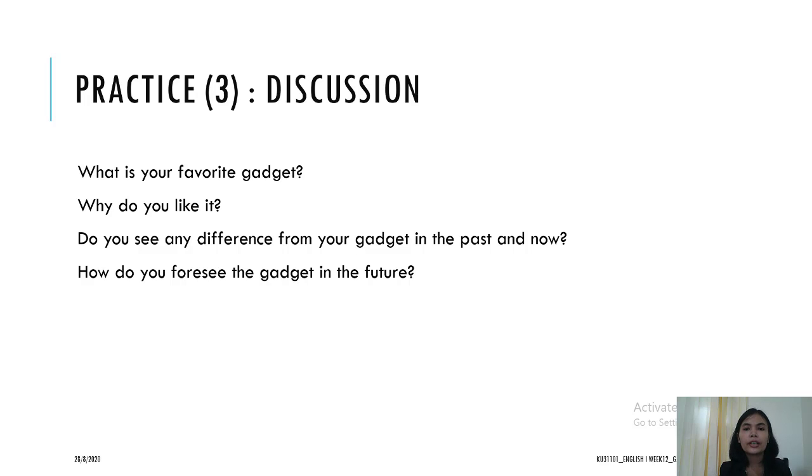So of course, when you're talking about the difference from your gadget in the past and now, then you will actually express it with past tense and present tense. And then when you talk about foreseeing the gadget in the future, then you will use the future tense. So I really want to see you execute the past tense, present tense, and future tense as later on you have the discussion with your friends. Okay, so that is for our final practice, and we will do it later in the practicum session. But what I want you to do now is to prepare yourself with the answer based on these questions.